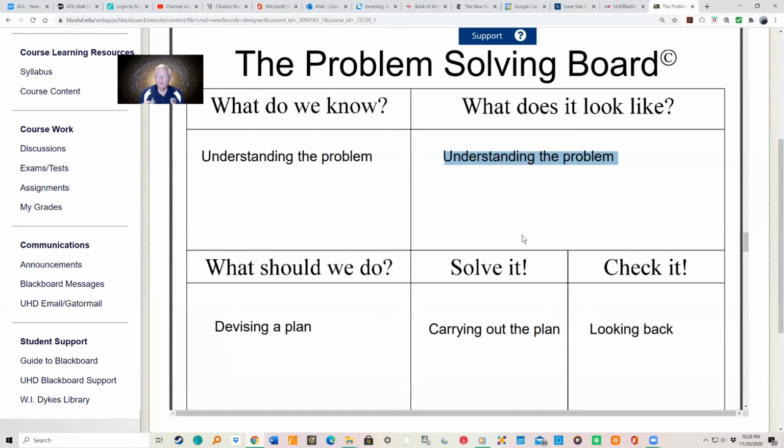Basically, any representation the students understand. If it's a spreadsheet representation, if it's a table, if it's a graph, if it's a chart, this would go into this section and it would be sketched in on the problem solving board.